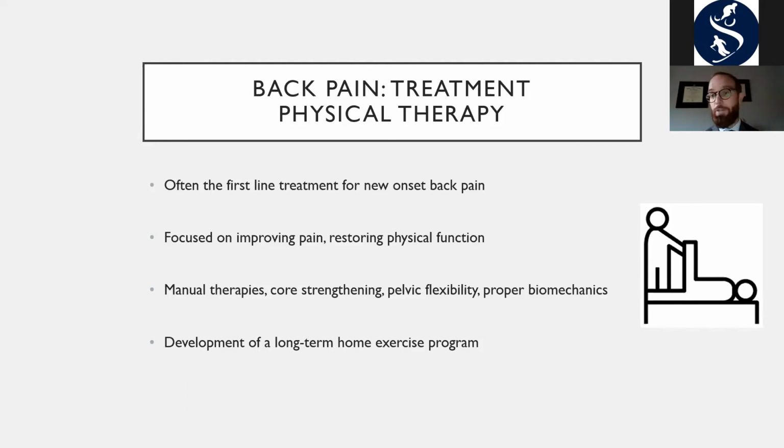These, especially initially, include things like manual therapies, where we're doing things like massage, dry needling, cupping, electrical stimulation. But then ultimately physical therapy progresses, and the important shift is from improving pain to improving physical function. And that's accomplished through core strengthening, improving our pelvic flexibility, and making sure that we're using proper biomechanics throughout our life with lifting and moving, walking.